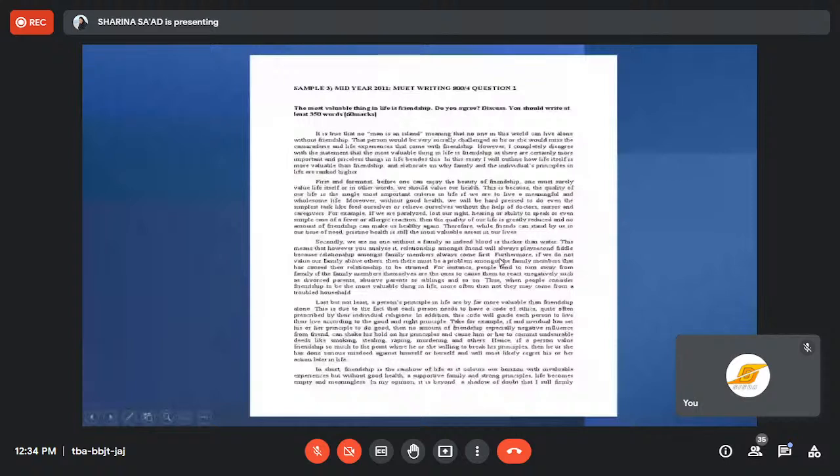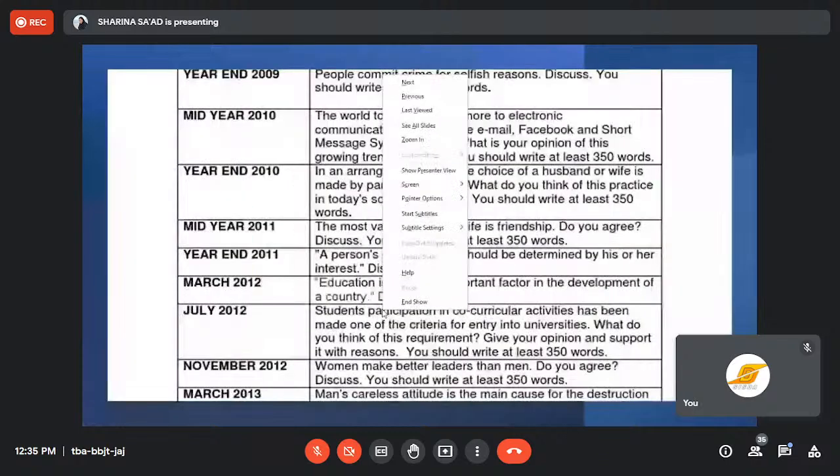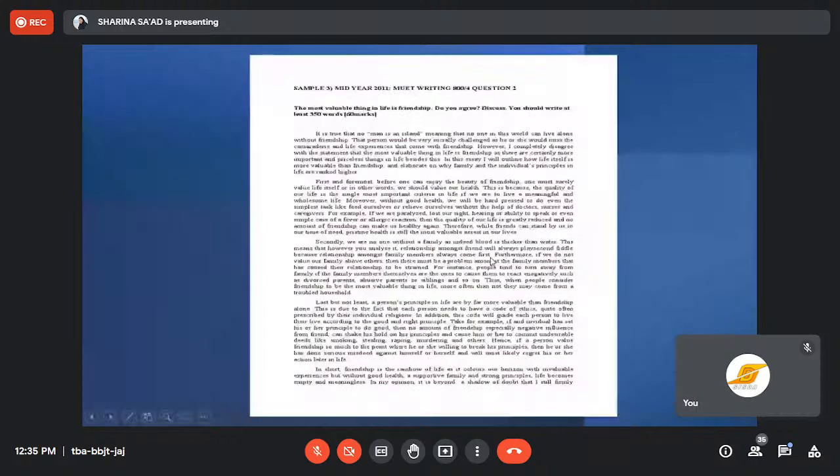Start balik, last but not least. Tutup paragraph ni with hence. And then conclusion, in short. To summarize, in short, friendship is the rainbow of life as it colors our horizon. Okay. In my opinion, it is beyond a shadow of doubt that I still firmly believe that friendship is not the most important thing in this world. Okay. Dekat sini dia restate balik dia punya stand. Alright. So I don't think I have time to read everything, but don't worry, I will give this slide to Muaz. You can have a look at it later on when you do your practice.